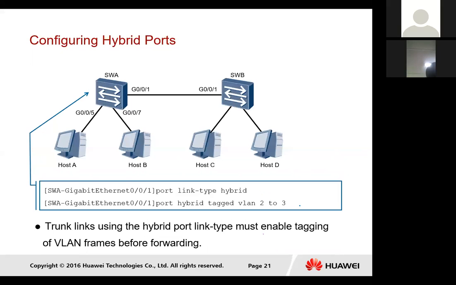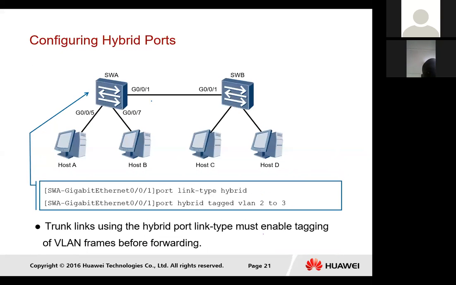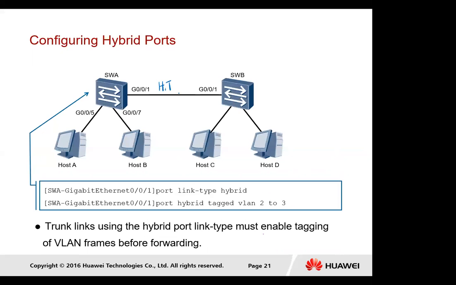Just now, this option is on the hybrid port. There's a hybrid access, and the next one here is on the hybrid trunk. From the trunk link, I define hybrid. I need to tag which VLAN I allow: allow VLAN 2 and allow VLAN 3.